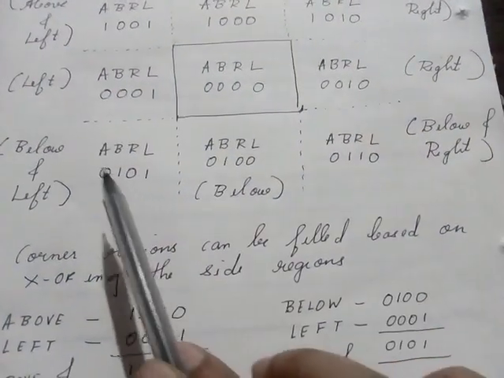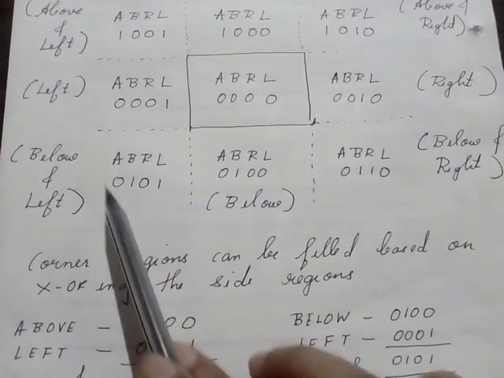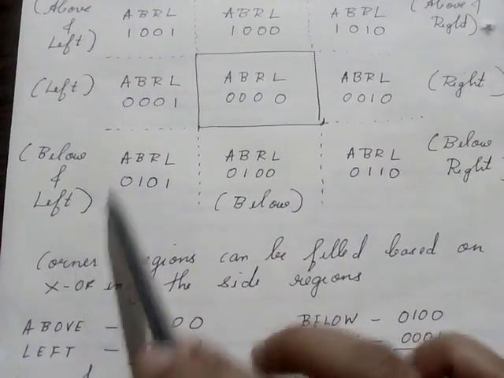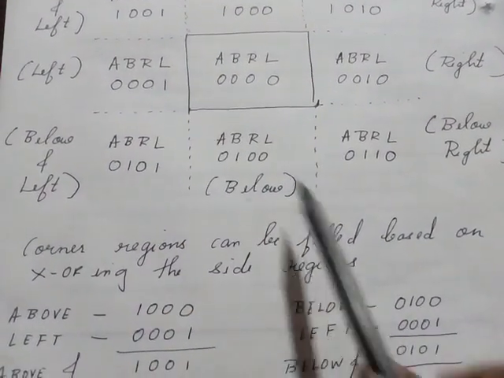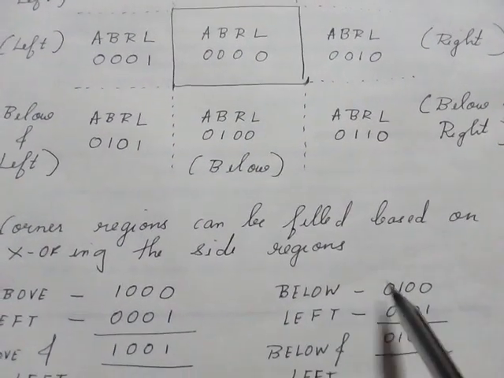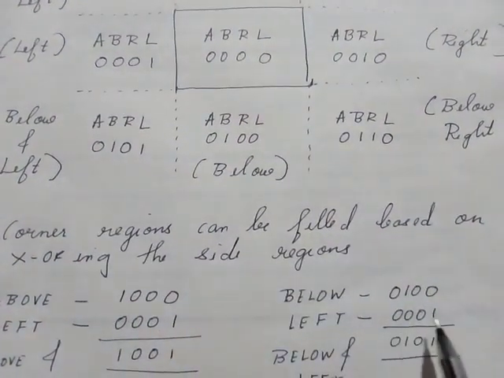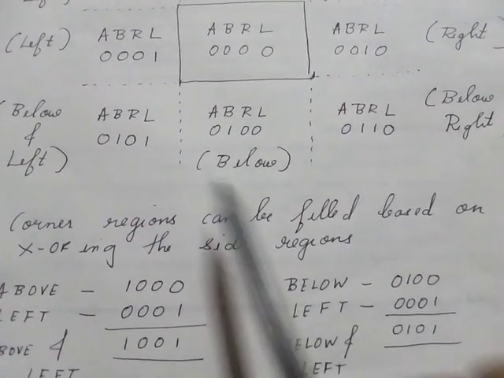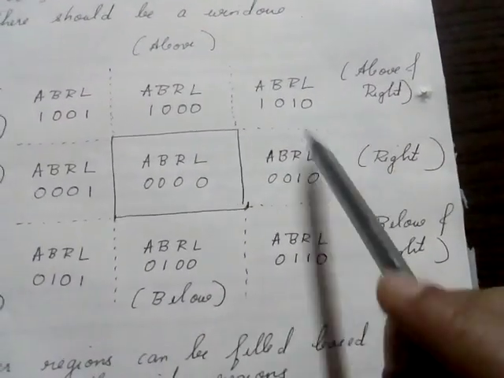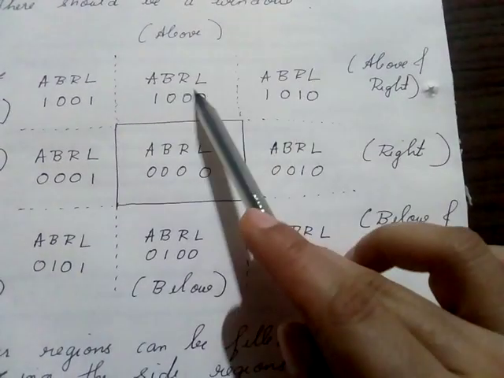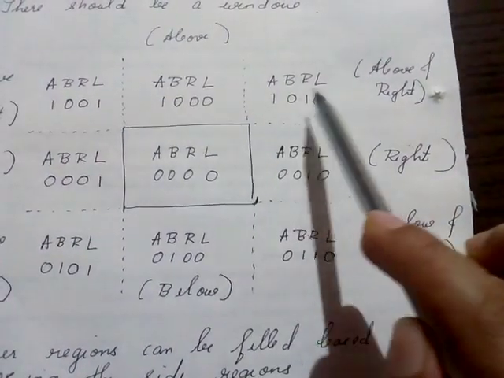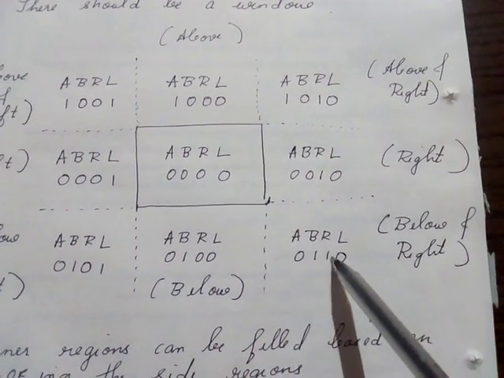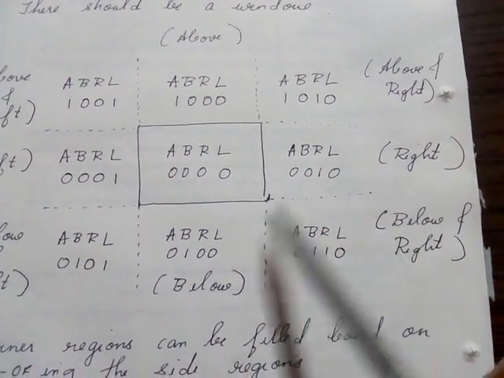If you want this side, you have to XOR left and below, then you will get below and left. For example, below is 0 1 0 0, left is 0 0 1, so after XORing both you get 0 1 0 1. Similarly, to get above and right you have to XOR above and right, and to get below and right you have to XOR below and right.